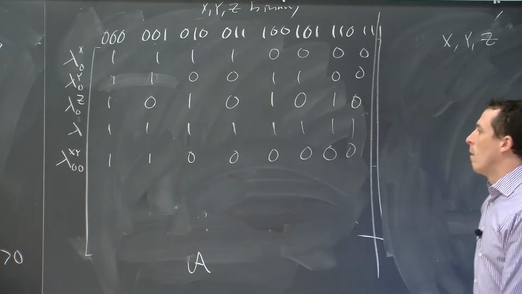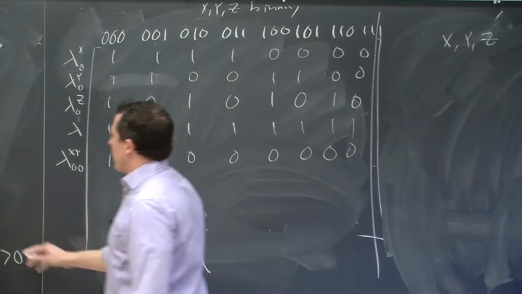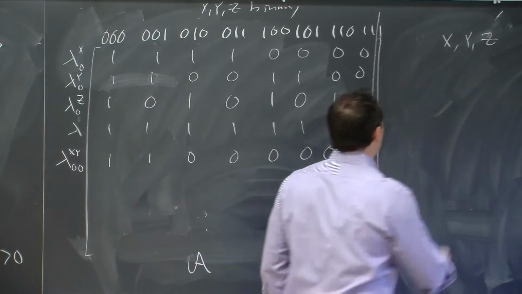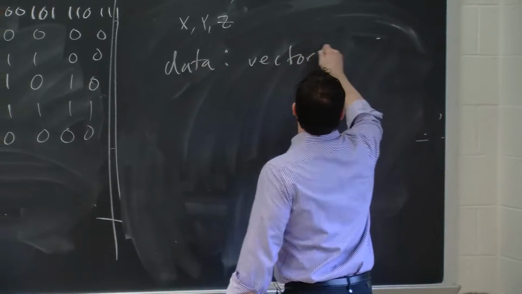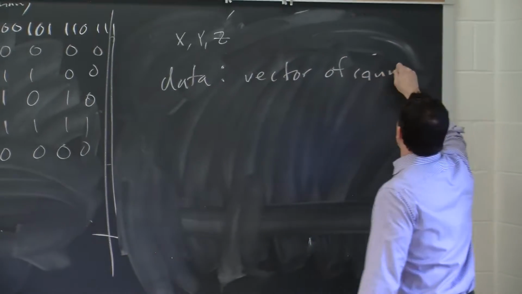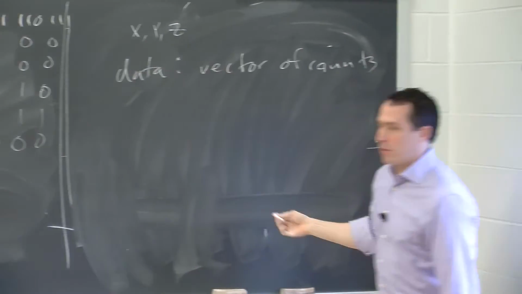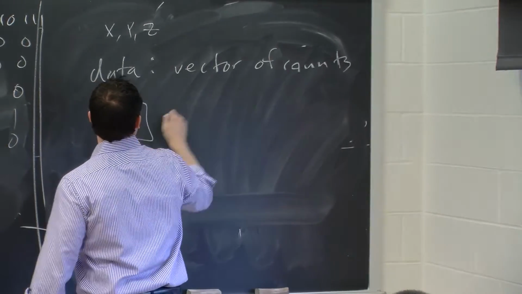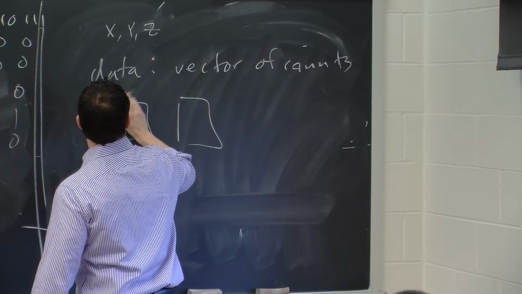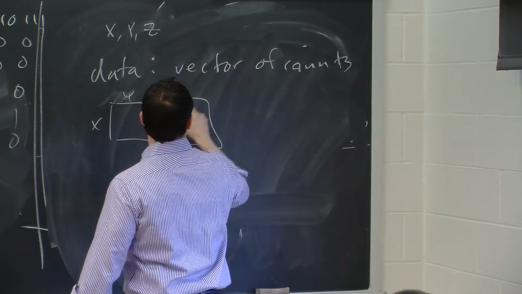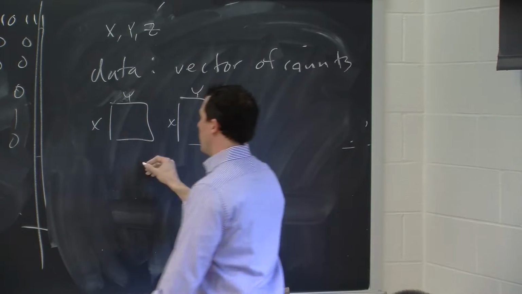Okay. What is the data doing here? So I can think about the data as just a vector of counts. So this is just another way of writing my contingency table. So if I have a 2 by 2 by 2 table, so like say this is x, this is y, and this is z.